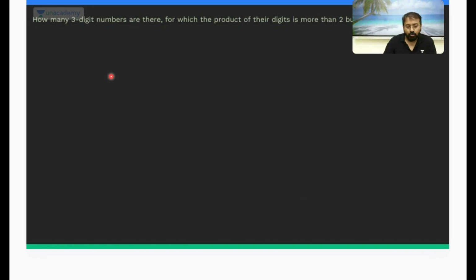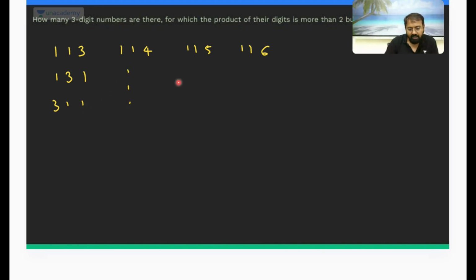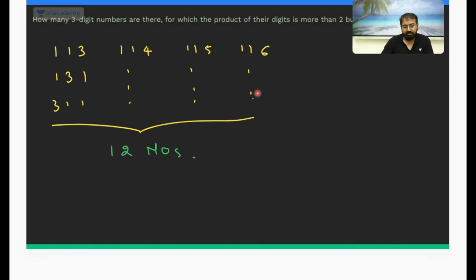So guys, here you will have to count. See, first you can take 113. Okay, so similarly you can take 114, 115, 116. Isn't that so, everyone? Now here we can make 131 and 311. So again I can make 3 numbers, 3 numbers, 3 numbers. So guys, can I say these are a total of 12 numbers? Do you all agree? These are a total of 12 numbers.